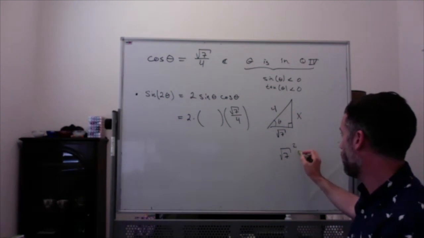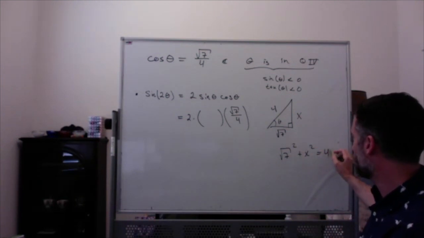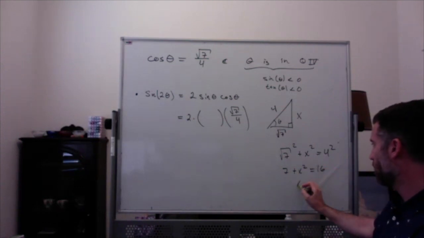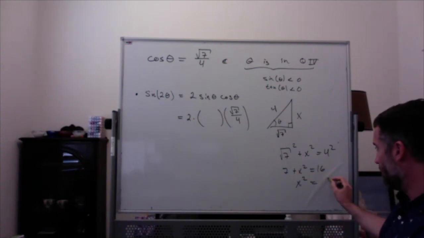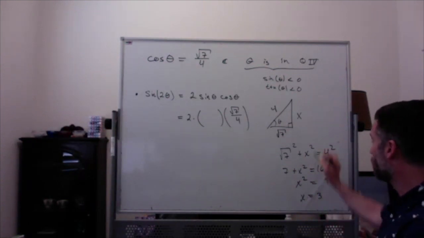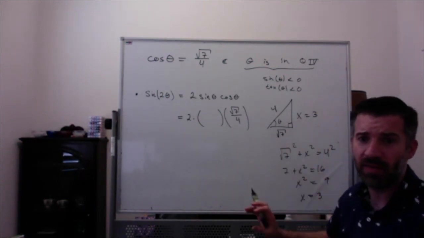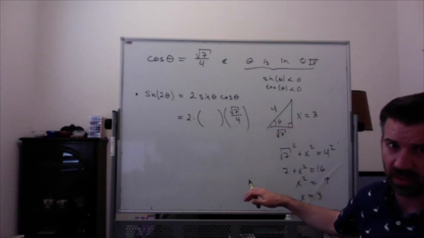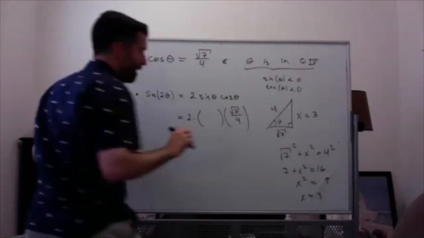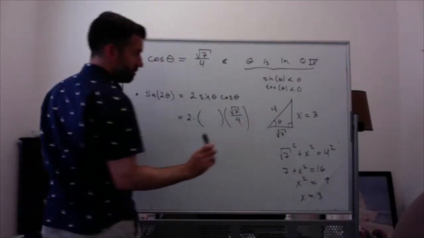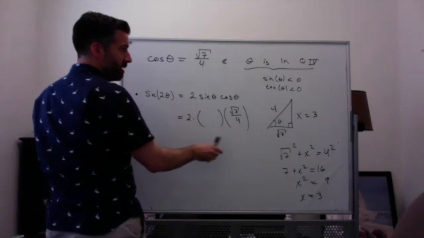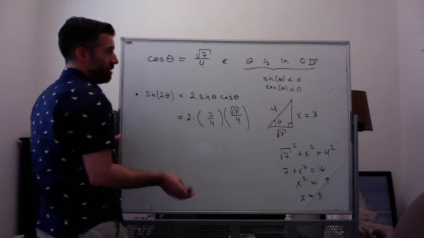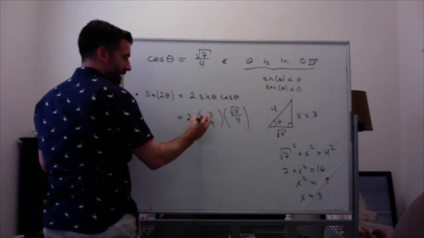Square root of 7 squared plus x squared equals 4 squared. 7 plus x squared equals 16. X squared equals 16 minus 7, which is 9. X equals 3. I'm not worried about the fact that it might be positive or negative. When I'm just drawing a triangle, I'm going to draw the triangle with all positive sides. Okay, so then sine of theta is the opposite over the hypotenuse, which is going to be 3 over 4. But I'm in quadrant 4, so I know sine of theta is actually negative.